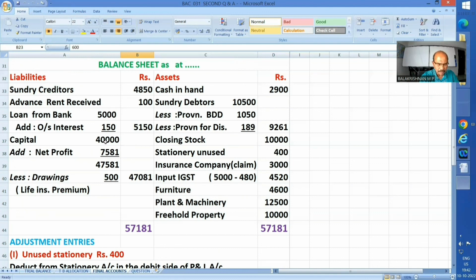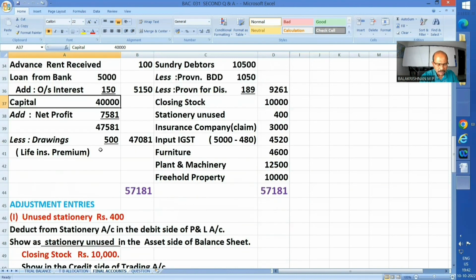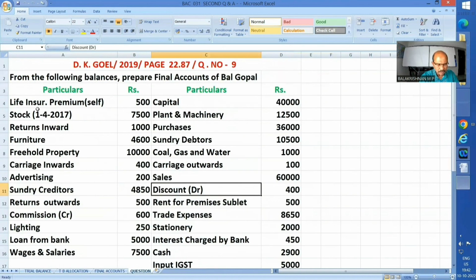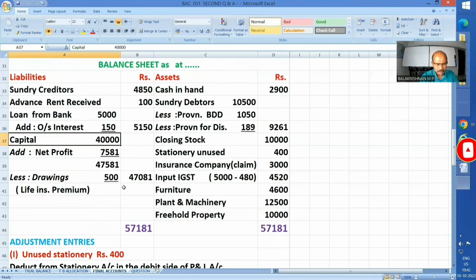Capital, this is the opening balance. I added my net profit and deducted drawings. Drawings, they are not given directly, but we had to infer that life insurance premium, anything self, personal purpose, is nothing but drawings only. So the latest capital is 47,081. Both the sides of the balance sheet are tallied. Okay, so two sums I explained to you.